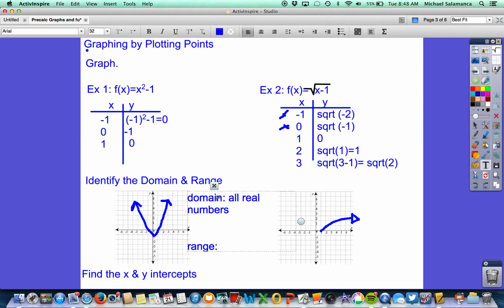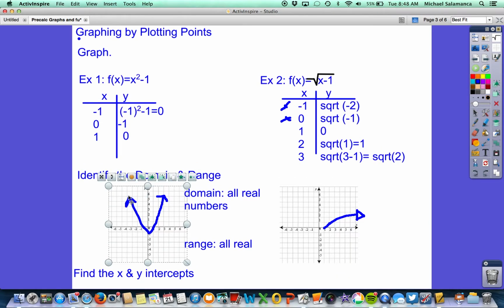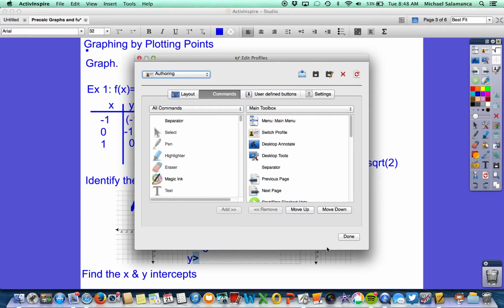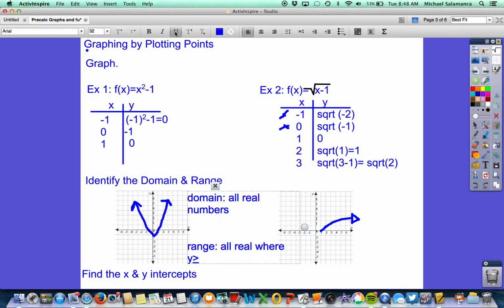The range usually starts with all real numbers, but in this instance you'll notice that this parabola, if we trace it, starting here, goes downwards, and it stops right here at -1. That means we have all real numbers where y is greater than or equal to -1.